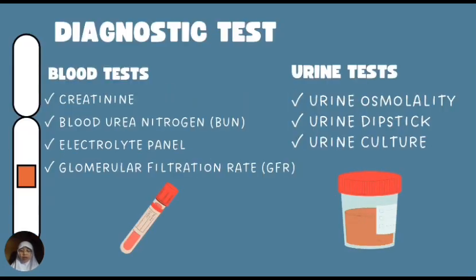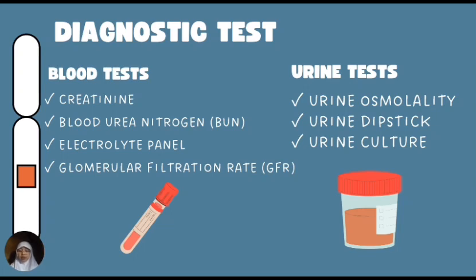So for blood tests, we have creatinine. Creatinine is a waste product of the muscles that the kidneys filter and excrete. Elevated levels may indicate reduced kidney function. Next is blood urea nitrogen. This measures the amount of urea nitrogen in blood, which our kidneys filter and remove. However, elevated levels may indicate reduced kidney function.